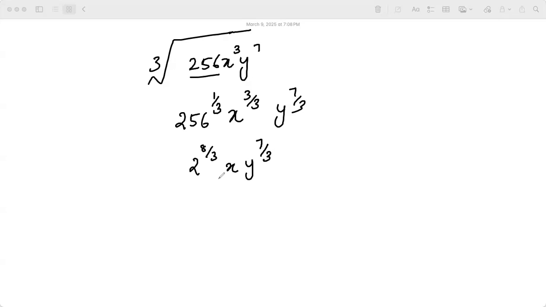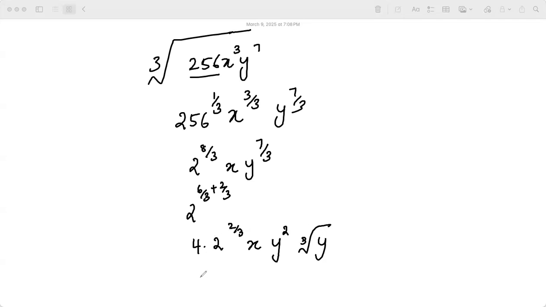This can be written as 8 by 3 is what? 2 power of 6 by 3 plus 2 by 3, correct? So I can write this out as 2 square, right? So basically 4 times 2 power of 2 by 3. And then y power of 7 by 3 can be written as y square and then cube root of y. Any questions on that?